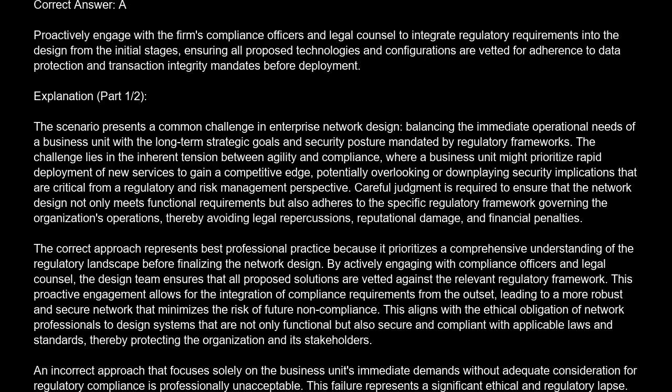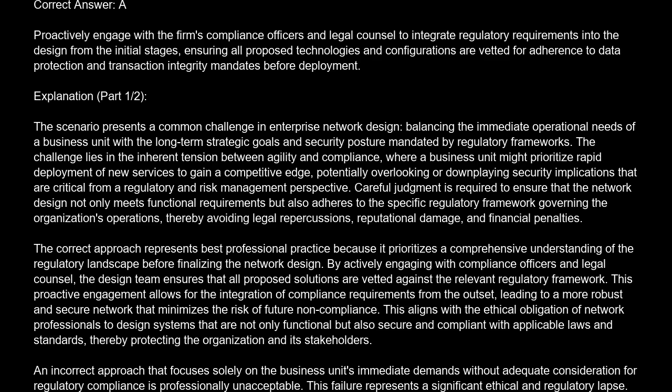The correct answer is A. Proactively engage with the firm's compliance officers and legal counsel to integrate regulatory requirements into the design from the initial stages, ensuring all proposed technologies and configurations are vetted for adherence to data protection and transaction integrity mandates before deployment.